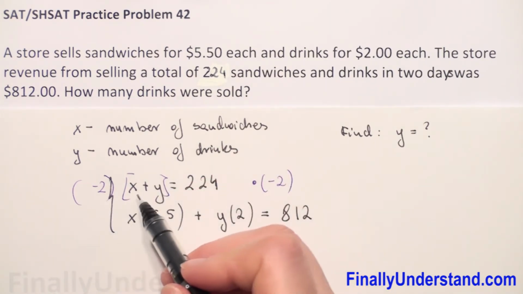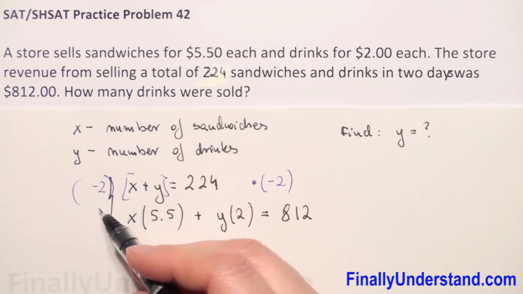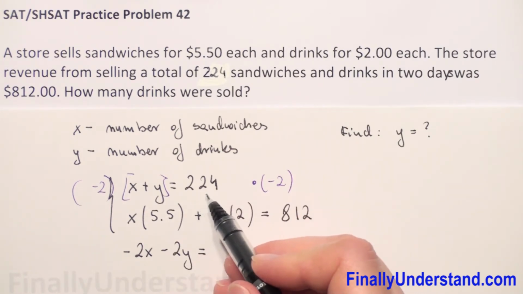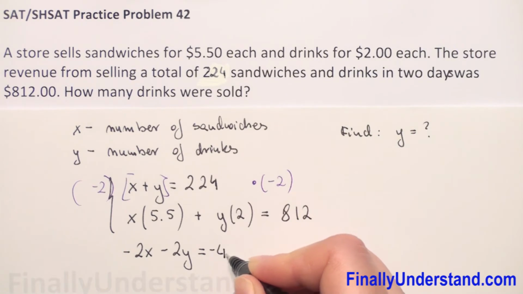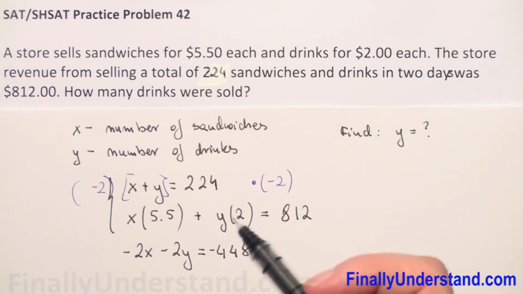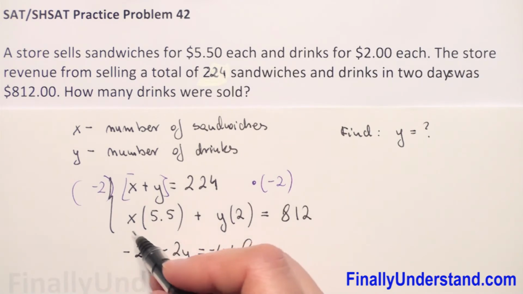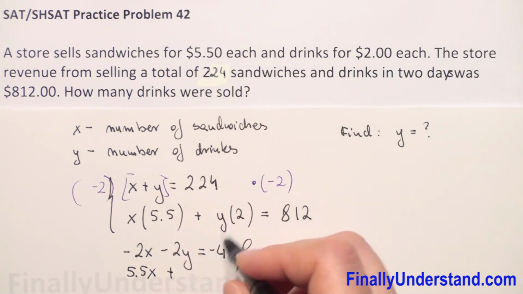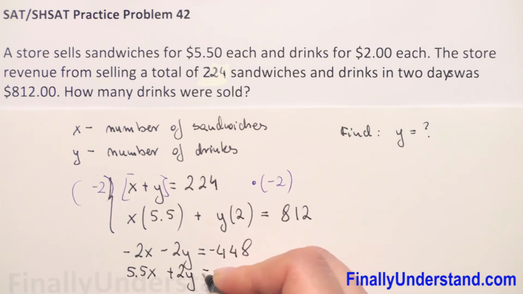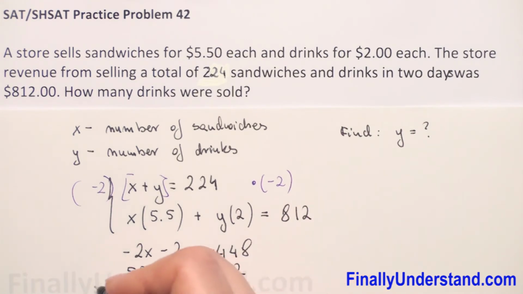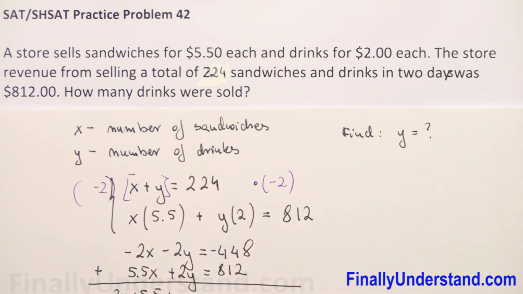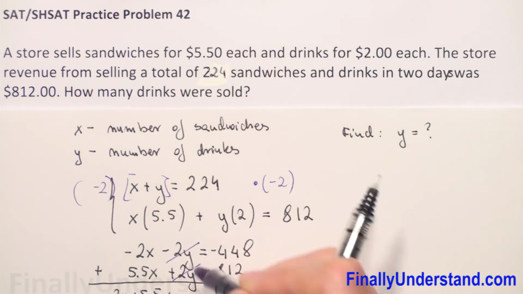So what will be? -2 times x is -2x. -2 times y is -2y. This is equal. -2 times 224 is negative 448. And the second equation we will rewrite. So we have x times 5.5, so this is 5.5x, plus y times 2 is 2y. This is equal 812. Now we will add both sides. We have -2x plus 5.5x, and we see that -2y and 2y we can reduce.